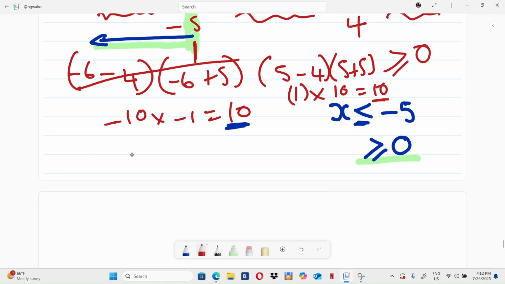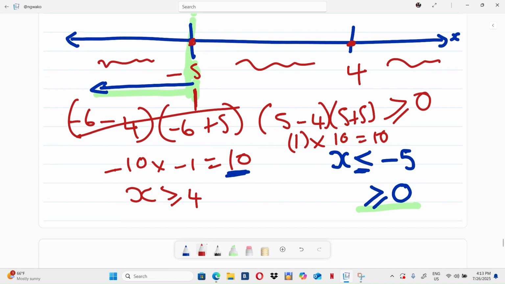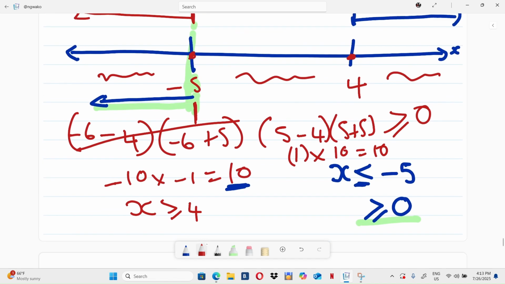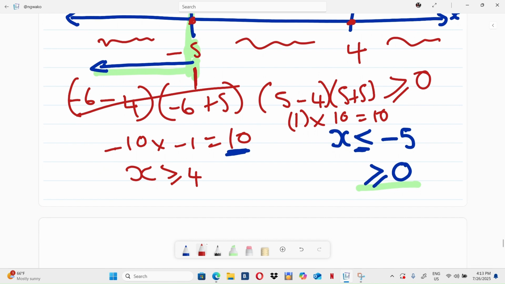Therefore we say any x value that is greater than or equal to 4 gives us, remember, at the interval of x greater than or equal to 4, we found 10, meaning the values at that point are greater than or equal to 0. See, this is the part that is important. If it was less than and we found positive, that means the answer would have been wrong, because it gives us a wrong interval.